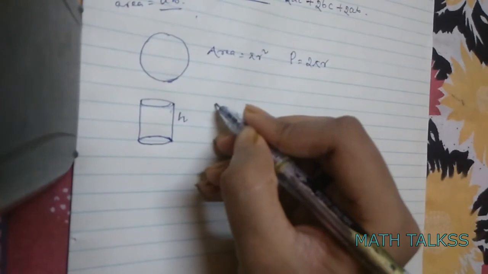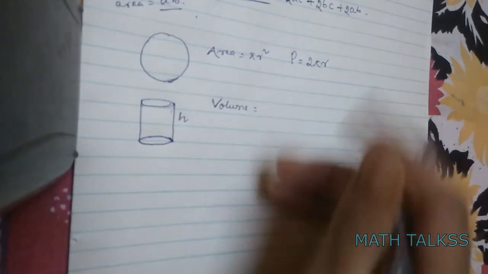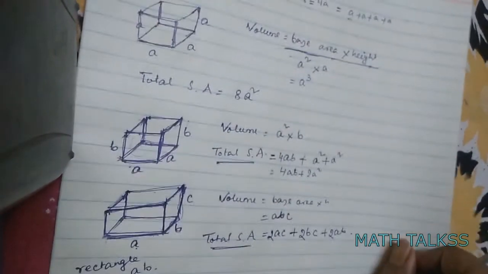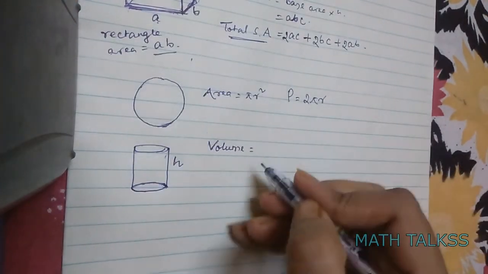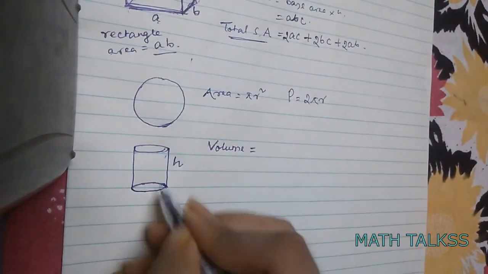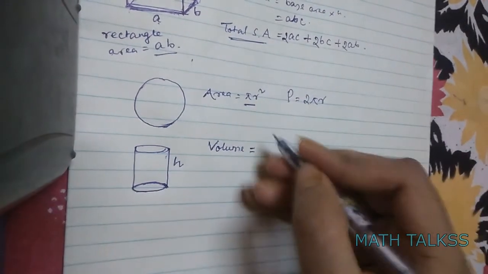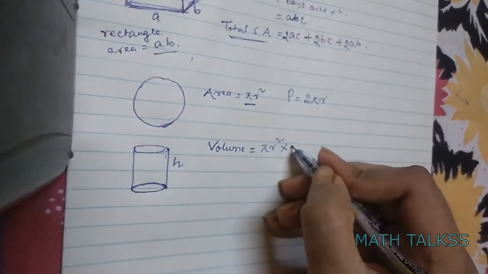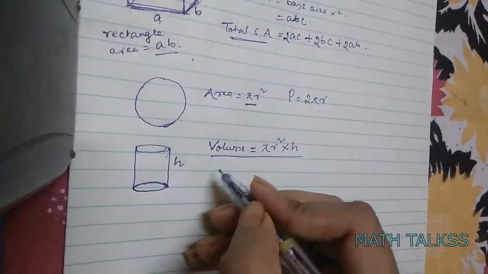Now as discussed before, the volume is equal to base area multiplied by height. So what will be the volume? That will be base area. What is the base area? Base is the circle, and this circle has area pi r square. So this is pi r square multiplied by height. What is the height? This is h, and so this is the volume of the cylinder.